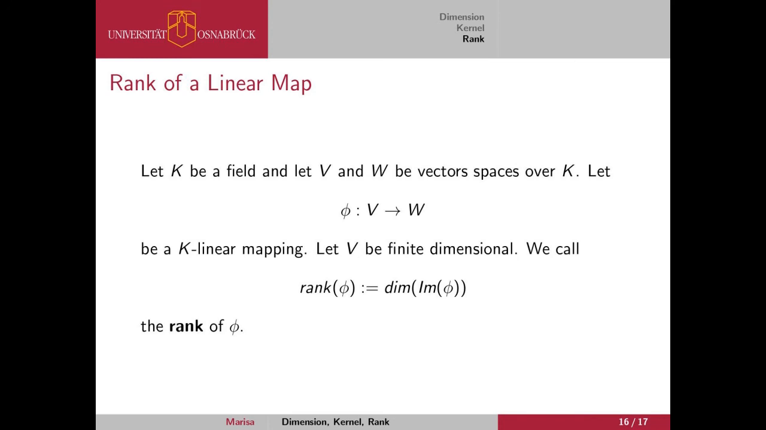We call the dimension of the image of phi the rank of phi. We denote it simply by rank of phi. So the image of phi are all the vectors in W which are mapped onto with phi. And the dimension of this image is called the rank.